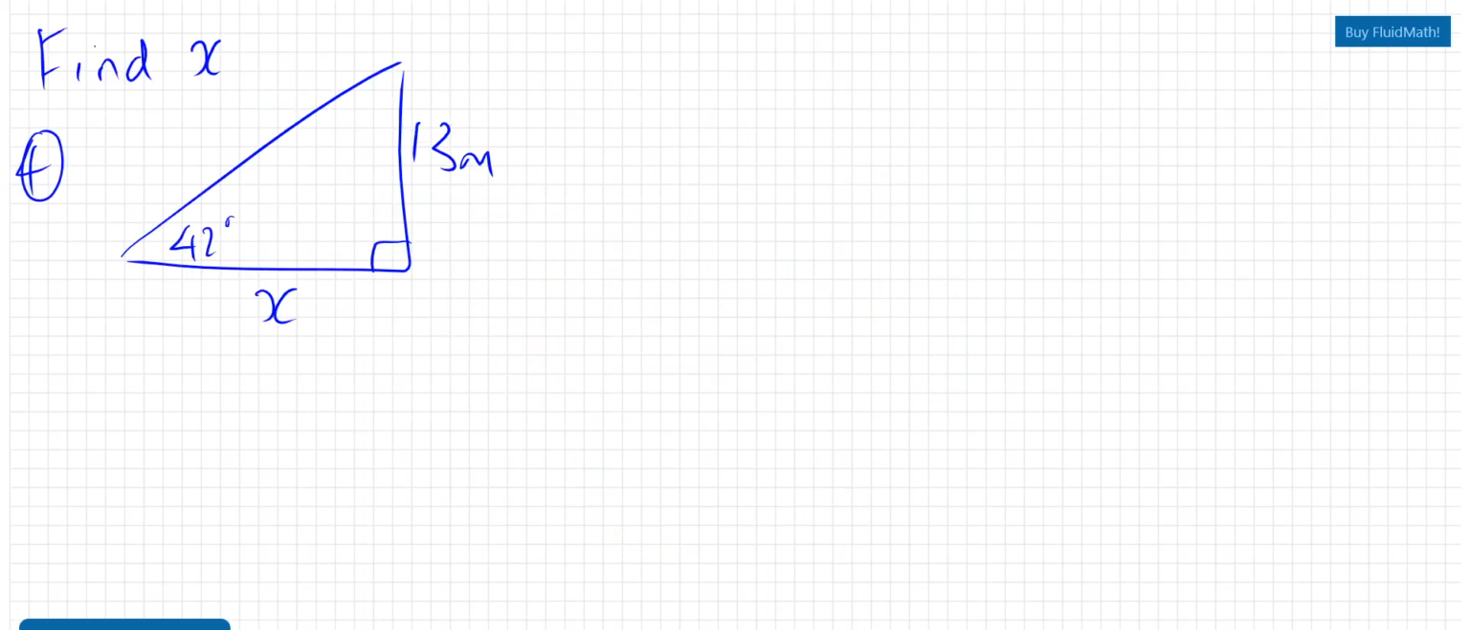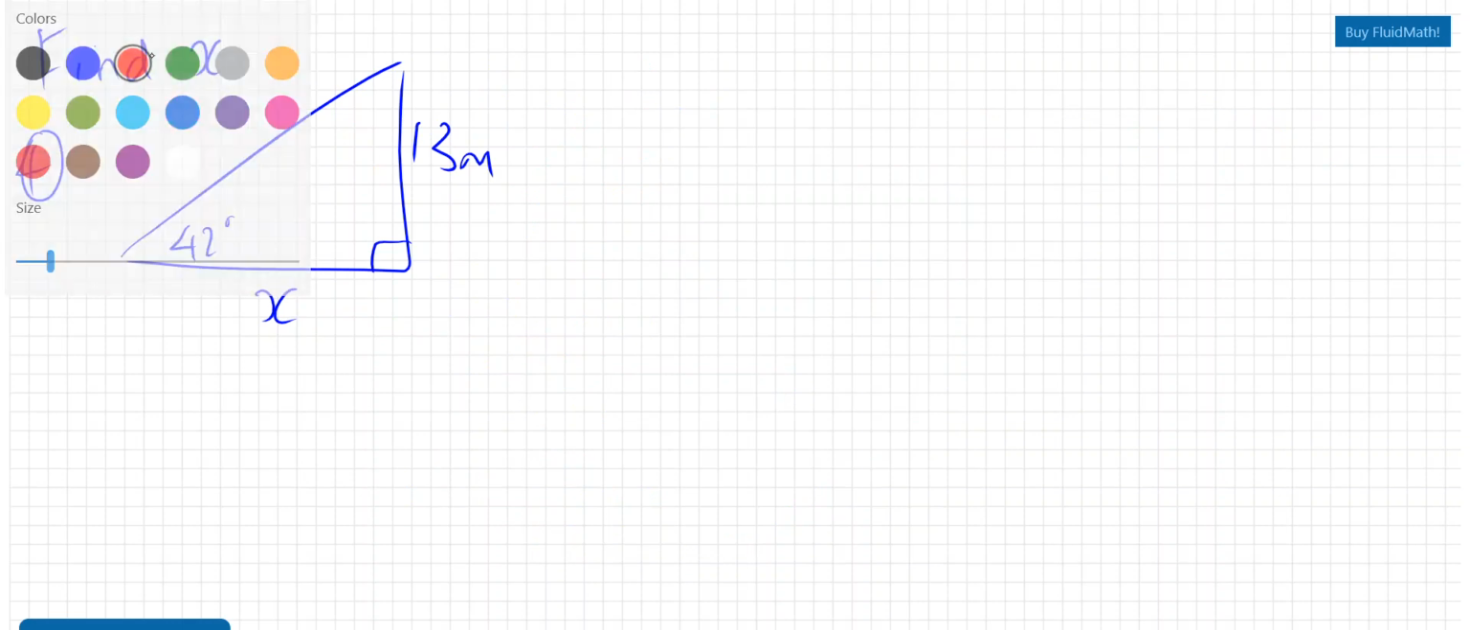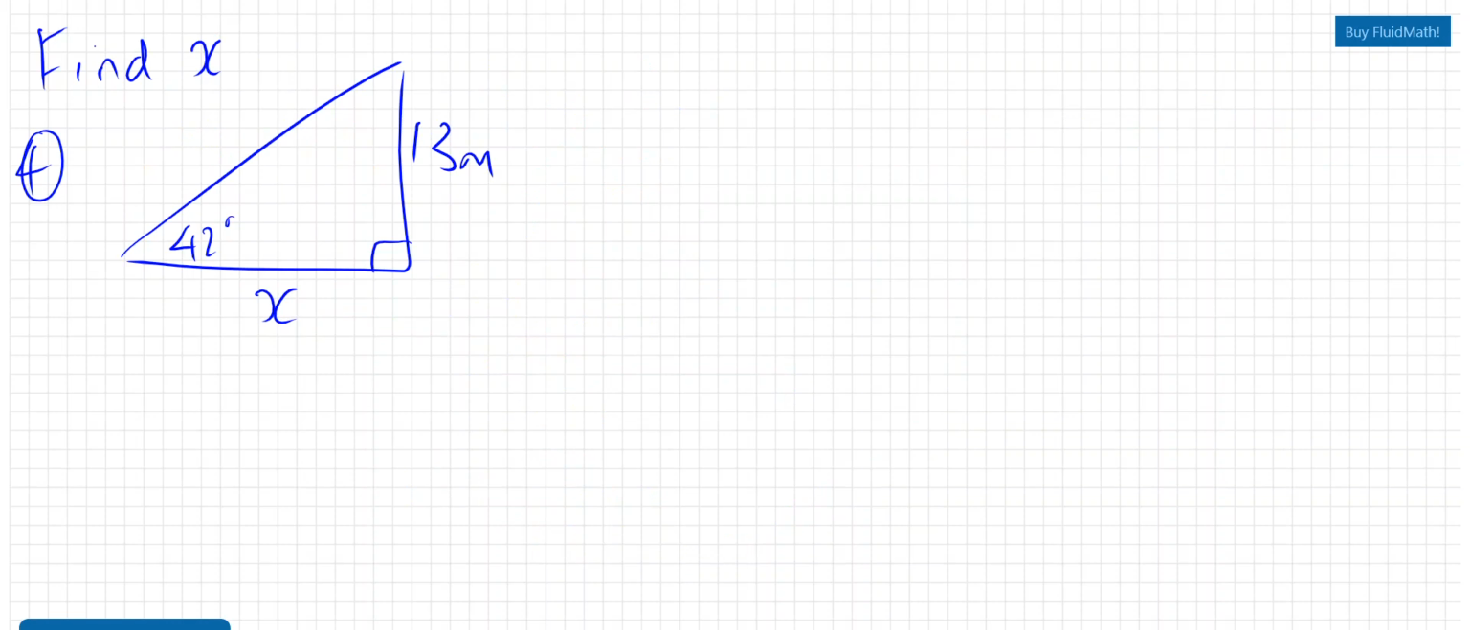Okay, with this question, you can have a go first and see how you go. And I'll get started. So with this question here, let's just figure out what trigonometric ratio we need to be using. So here's my angle over here. And opposite the angle, I can see I have 13. So I'm working with the opposite. There's also the X here, which is adjacent to my angle.